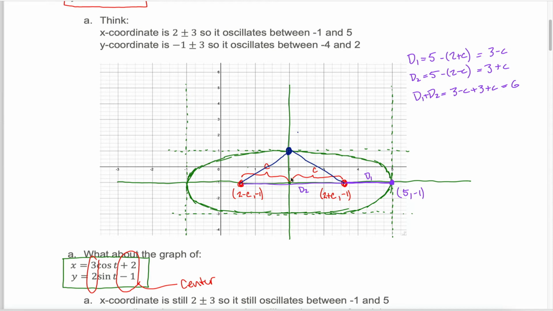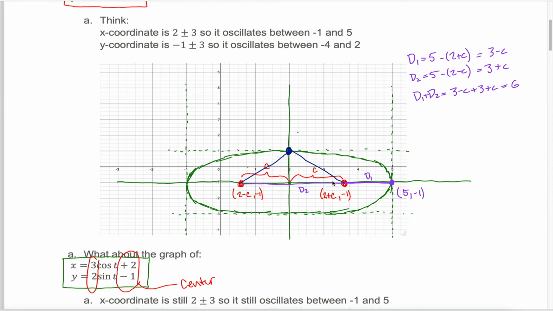Another comment that I can make: thanks to the symmetry of an ellipse, this foci will be as far to the right of the center as this point is to the left of the center. So the distance from here to here is the same as the distance from here to here, and clearly the distance from here up here is the same. What I'm saying is I have the same triangles on either side, which means that this hypotenuse must be the same as this hypotenuse.